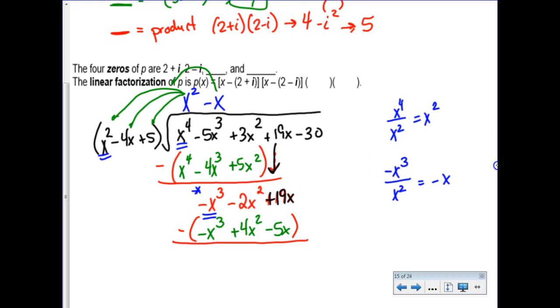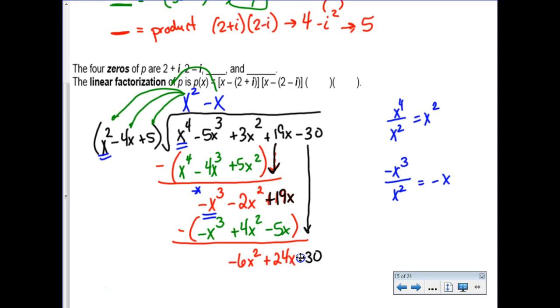All right, so we have, let's see, lead term cancels, it should. -2x squared minus 4x squared is -6x squared. And then 19 minus a minus 5x is plus 24x. There is still one more term. The good news is it's our last term, so we are done after this step.